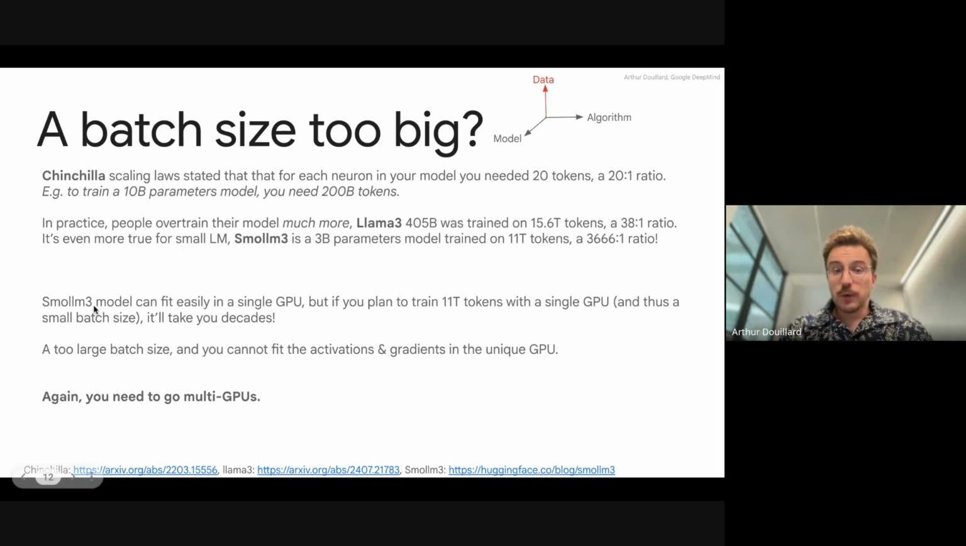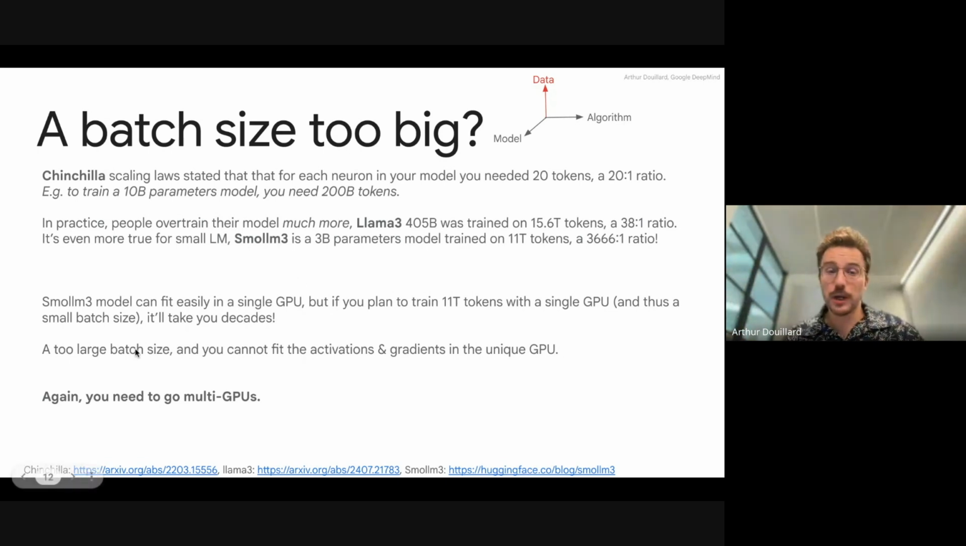The small model, SmolLM3, for example, it's 3B parameters, so you can easily fit it on a single GPU. That's very easy, even on consumer grade GPU. But if you want to train on 11 trillion tokens on a single GPU, and you have to use a small batch size in order to fit all the activations and the gradients, it's going to take decades because you cannot have a big batch size. You're going to have to do several millions of steps, and literally you can just make the estimation based on the numbers. It's going to take you decades to train it. Of course, you cannot train a small model for decades because in 10 years, we will have a completely different kind of AI, maybe just AGI.